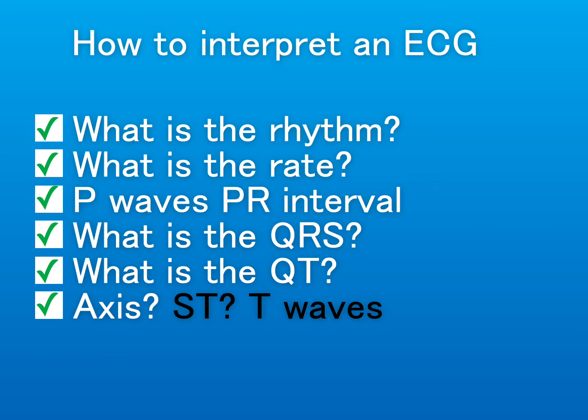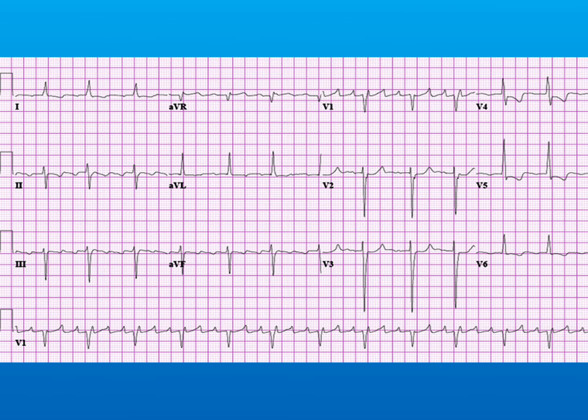So after we've calculated the QRS duration, we move to the QT interval. The QT interval begins at the start of the Q wave and ends at the end of the T wave as it meets the isoelectric line.